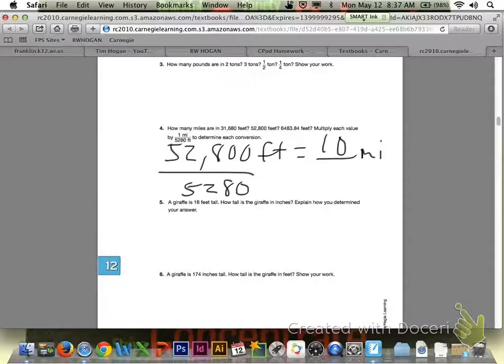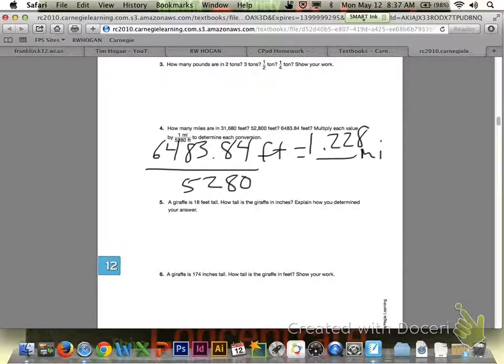How many miles in 52,800 feet? That should be some pretty easy math. We're going to be dividing by 5,280 in order to get 10 miles for our answer. And finally, how many miles in 6,483.84 feet? If you divided by 5,280, you would end up with 1.228 miles.